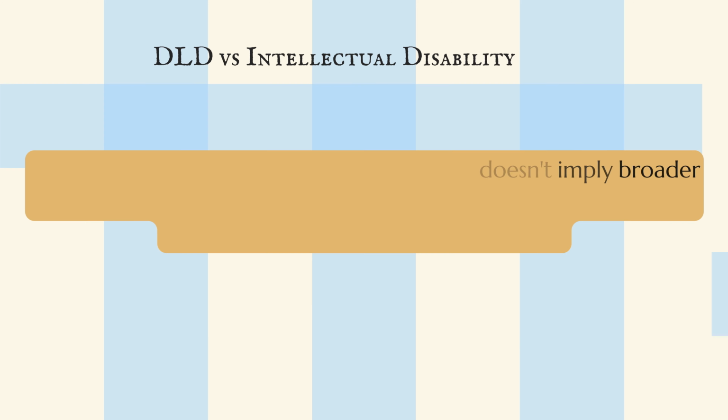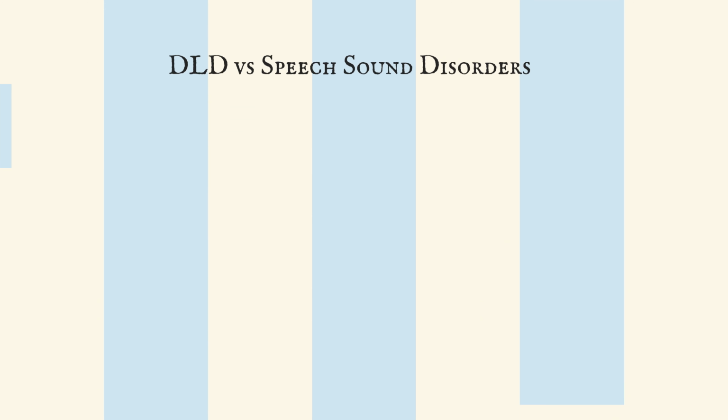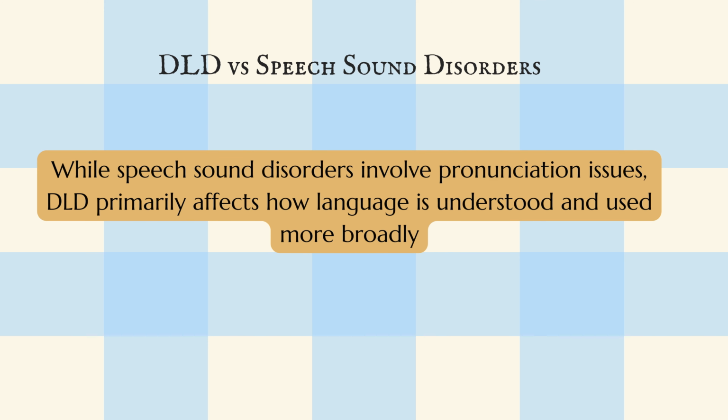Now let's compare DLD with other conditions. Differences from intellectual disability: DLD specifically affects language skills and doesn't imply broader cognitive challenges, unlike intellectual disabilities that impact all areas of thinking and daily functioning. Differences from speech sound disorders, which I will be talking about in my next video: while speech sound disorder involves pronunciation issues, DLD primarily affects how language is understood and used more broadly. And by the way, both of them can also exist together.